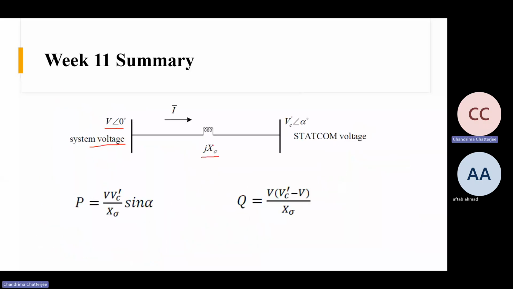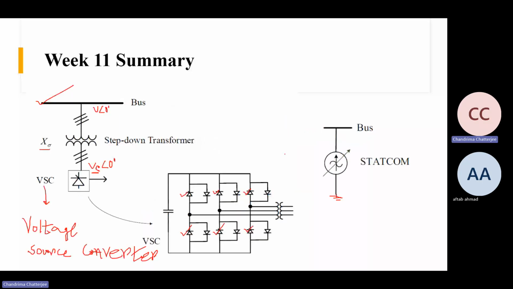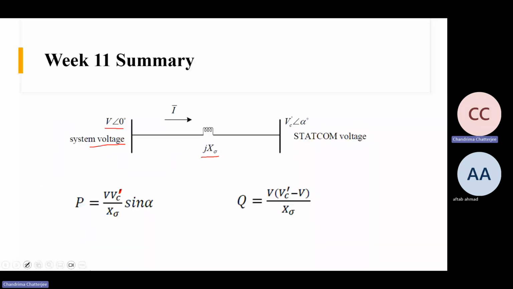So this is the transmission line. We know what the active power will be. The active power is VC dash by X sigma sine alpha. What is VC dash? This VC dash is the voltage equivalent at the bus side of the transformer. This is the converted voltage at the bus side. So after the transformer, if the voltage at this side is VC, the voltage at this side is VC dash. So this is the active power.